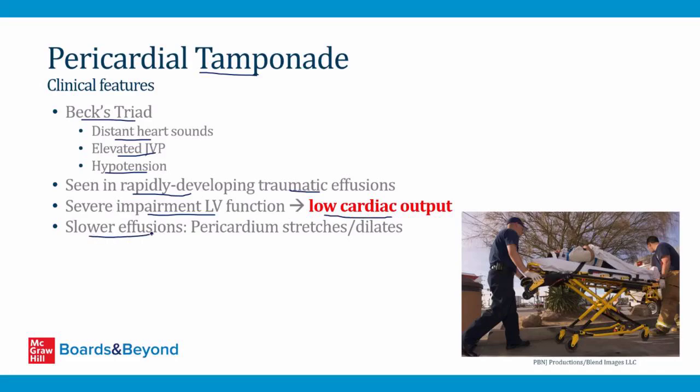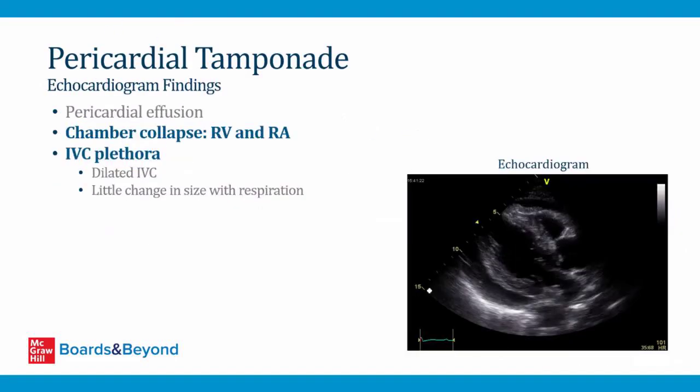In the slower effusions, like the kinds that you see in cancer patients, the pericardium stretches and dilates, so it's less common to see hypotension in patients who have large effusions in that situation. There are some findings on echocardiogram you can see in pericardial tamponade, so let's talk about that now. So first of all, in patients with tamponade, you can identify the effusion by echocardiogram. This is the pericardial effusion here in this image on the screen. It's this black space here. You can also see it here. It's surrounding the left ventricle, which is right here, and the right ventricle, which is here.